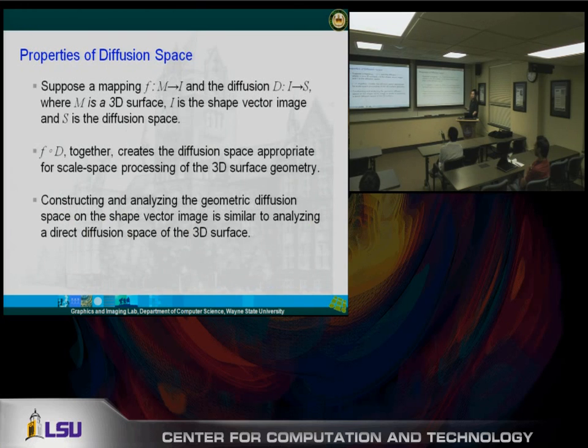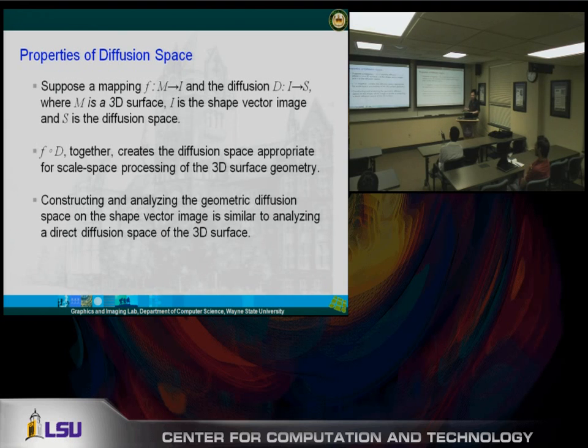So this actually works quite nicely, but it has some problems. Basically, this procedure takes a mapping which maps the manifold to an image domain, and then you do diffusion on the image domain, from the image to the diffusion space. It's like you do the composition, F composed with D, to get a diffusion space. It's very good, and the results are comparable to the current one we developed, but unfortunately we cannot prove that this satisfies the maximum principle and also the Cauchy properties.